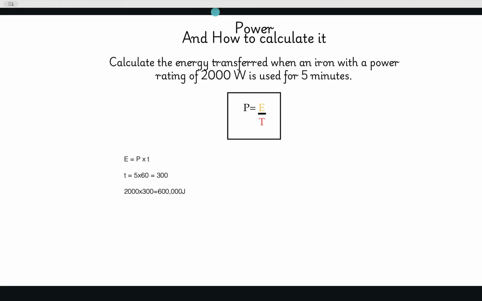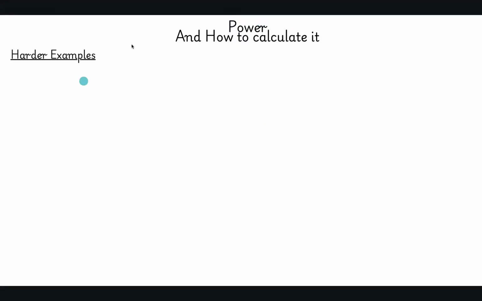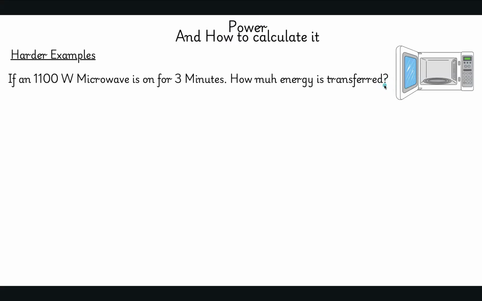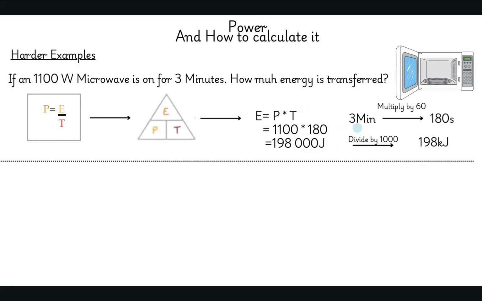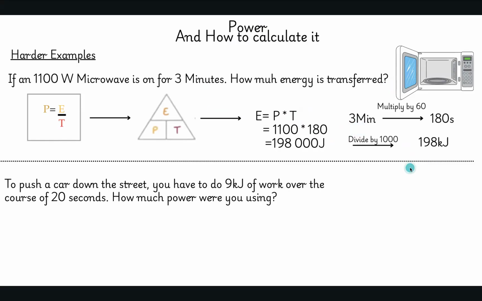Now look at a few more examples. They're not too hard, but they're a little bit tricky. So again, for this one, we do the exact same thing. So we need to do power equals energy over time. So we'll do 1100 times 180 because 3 times 60 is 180. It's 198,000. And you could put that in kilojoules as well if you want to divide it by 1,000.